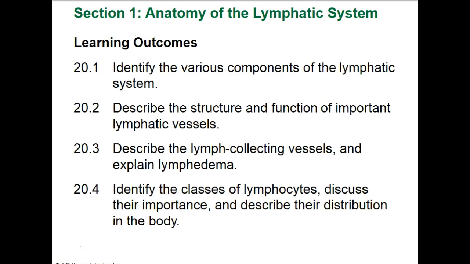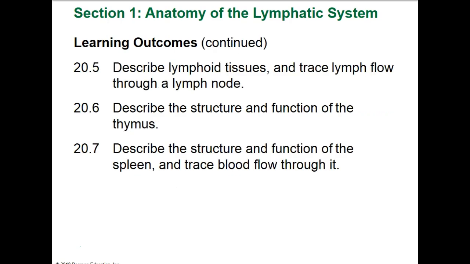So we'll talk about the different components and the organs and their functions. We'll talk about the lymphatic vessels themselves and their similarities and differences from the other vessels of the circulatory system. Lymph collecting vessels, we'll talk about lymphedema, the different classes of lymphocytes, their importance, their distribution. We'll talk about the lymphoid tissues, we'll trace lymph flow through the lymph nodes, talk about the structure and function of the thymus, and talk about the structure and function of the spleen and trace the blood flow through the spleen.